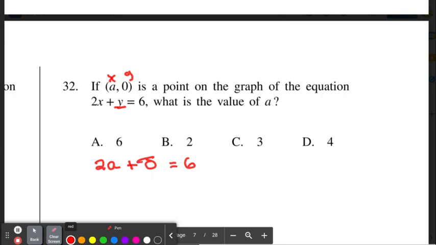So if something is a 0, that can just go away. So we have 2 times a equals 6. Now over here, we're multiplying. The opposite of multiply is divide. You want to do the opposite to get the a by itself. And a equals 3.